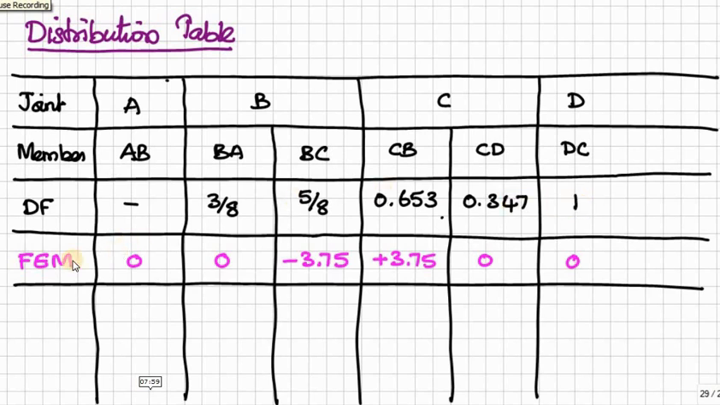Okay, now we go to enter the fixed end moment against each member, because we have fixed end moment only for the BC span. That means BC and CB we have. All others are 0. So M fixed AB is equal to 0, M FBA is equal to 0, M FBC is equal to minus 3.75, M FCB is equal to plus 3.75, M FCD is equal to 0, M FDC is equal to 0.